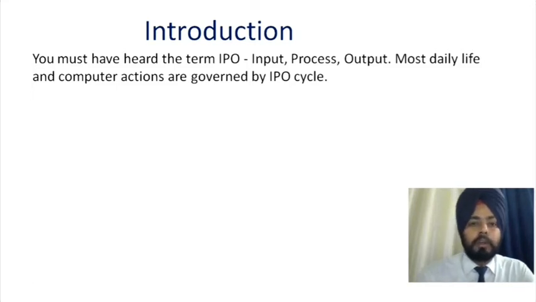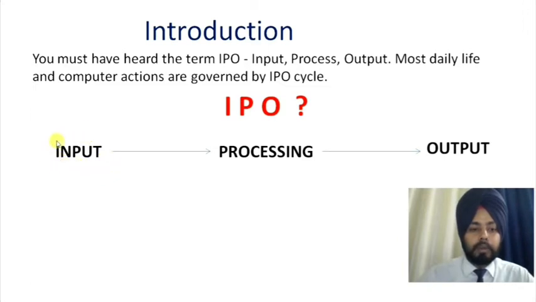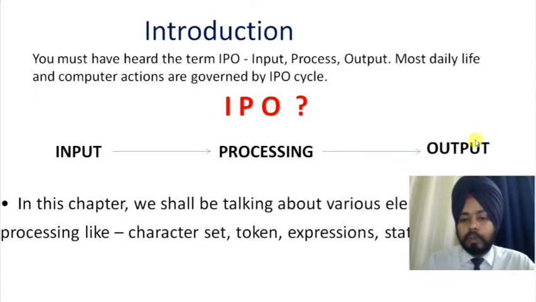If you don't know, then let's take the help of a figure. What is IPO? To get any output, first of all we have to give the input to the computer. Then the computer processes the given input, and after the processing we get output on the output units. In this chapter we shall talk about various elements of processing like character set, token, expression, statement and inputs.